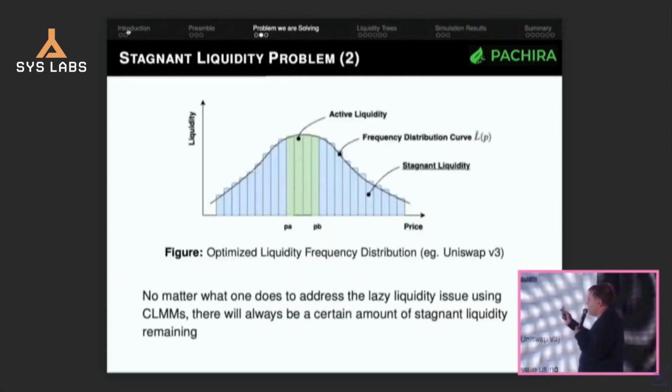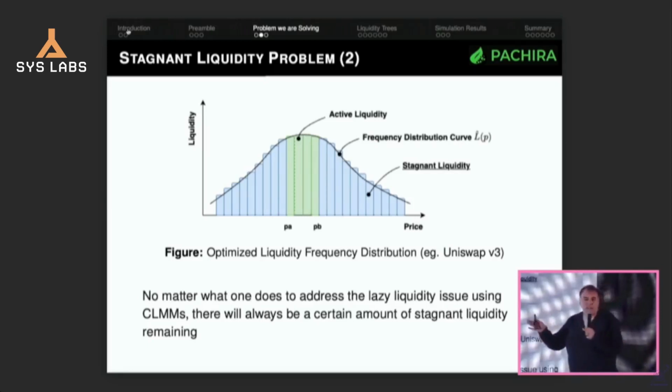So we bring this diagram up. Effectively, within the PA to PB range, we have our active liquidity, and that curve there is our frequency distribution, or our estimate of our optimal liquidity frequency distribution. And anything outside that is stagnant liquidity. So the question is, how do you get at that?